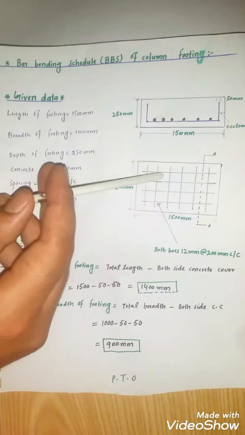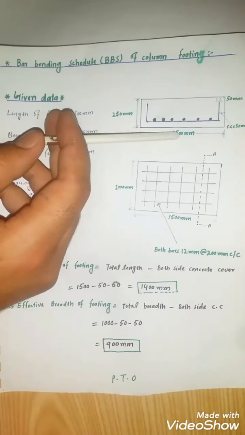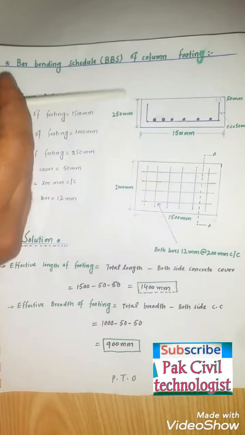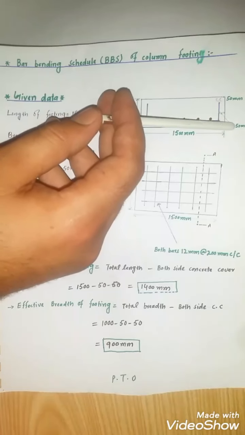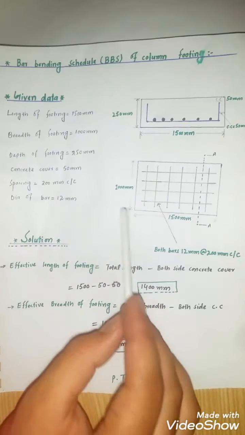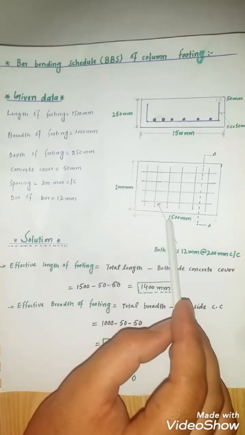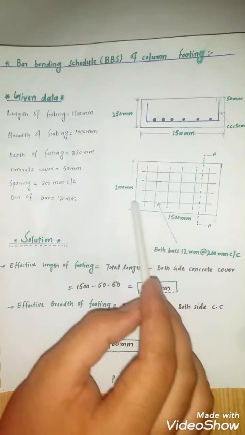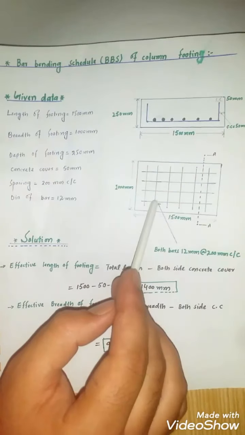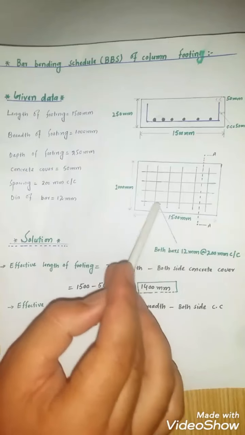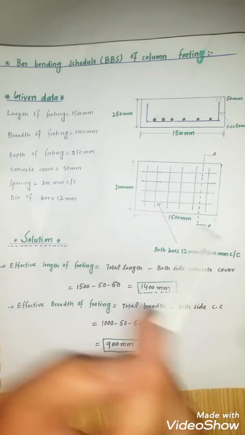Now let's start my topic. This is the cross section of this footing. The length of footing is 1500 millimeter. The depth of footing is 250 millimeter. The concrete cover is 50 millimeter. This is the plan for this column footing. The length is 1500 millimeter and the breadth of footing is 1000 millimeter. Diameter of bar used is 12 mm and spacing for main and distribution bar is 200 mm center to center.